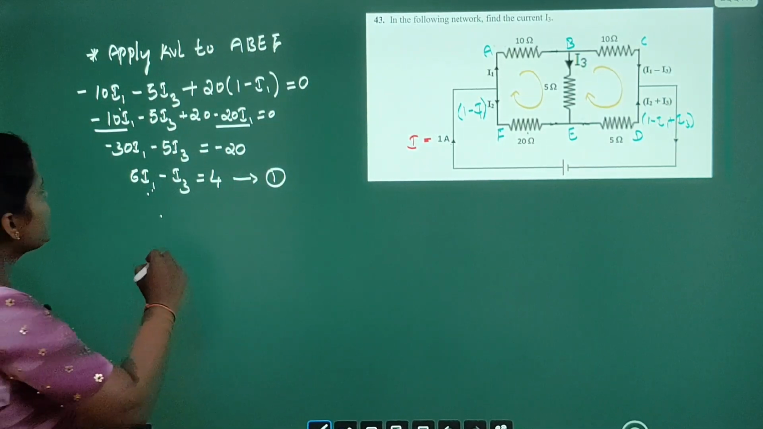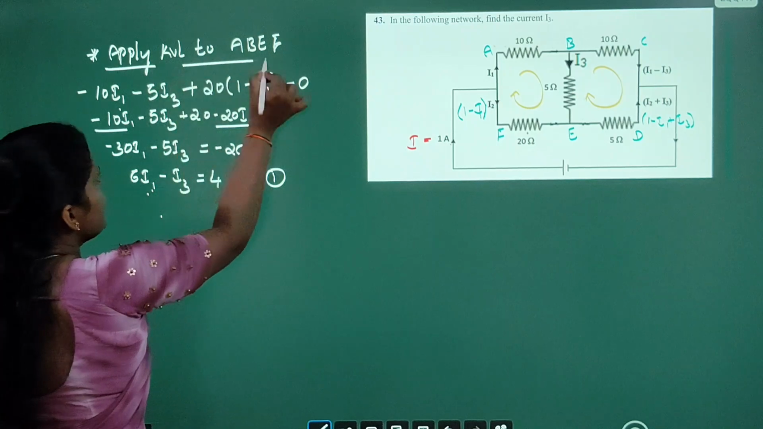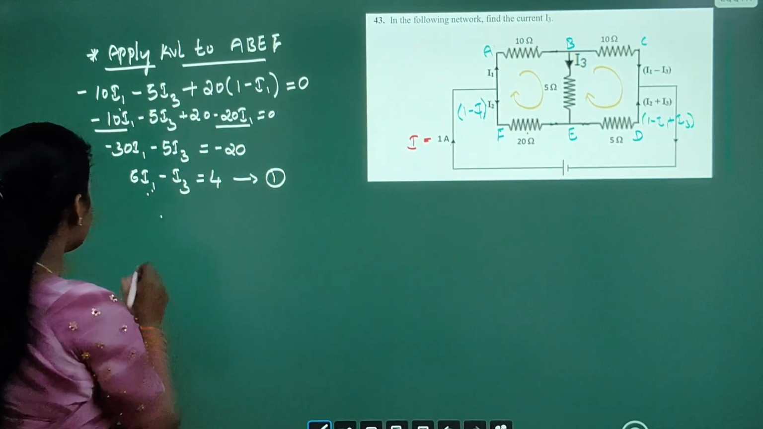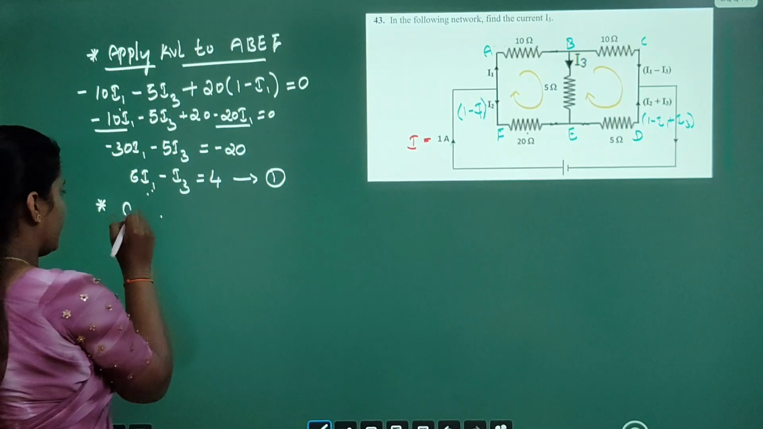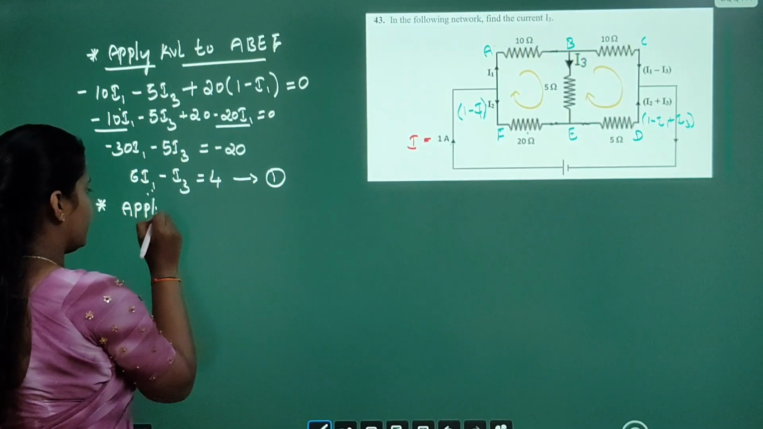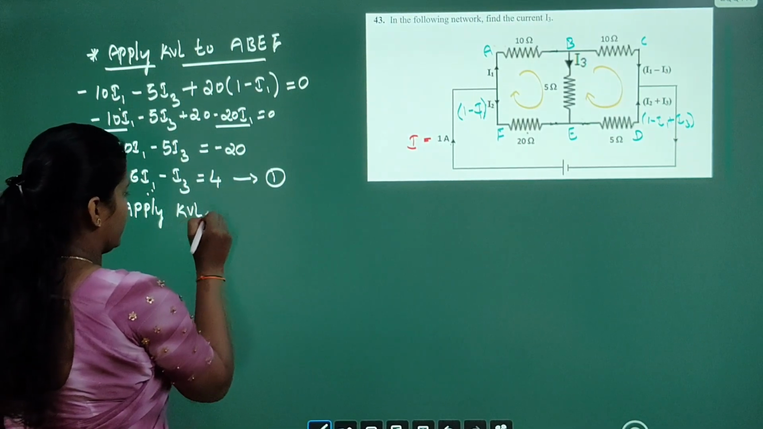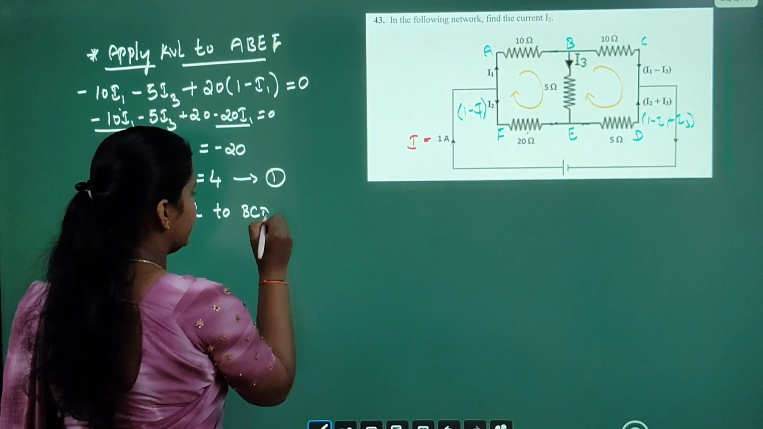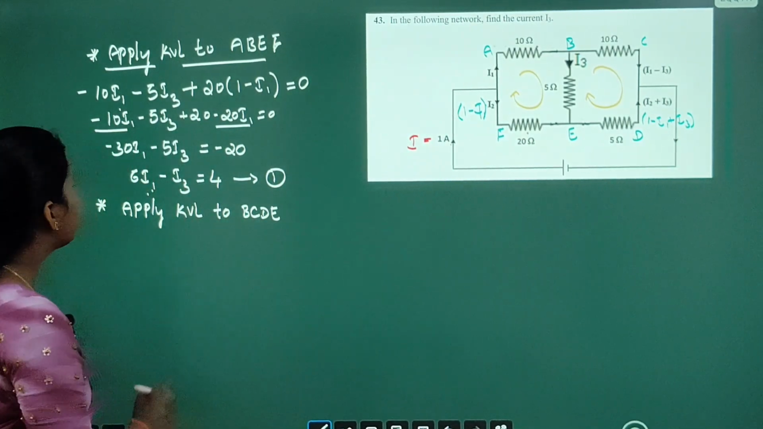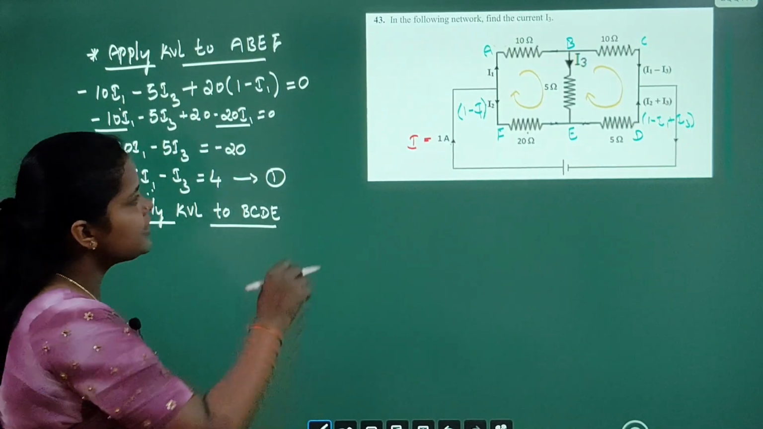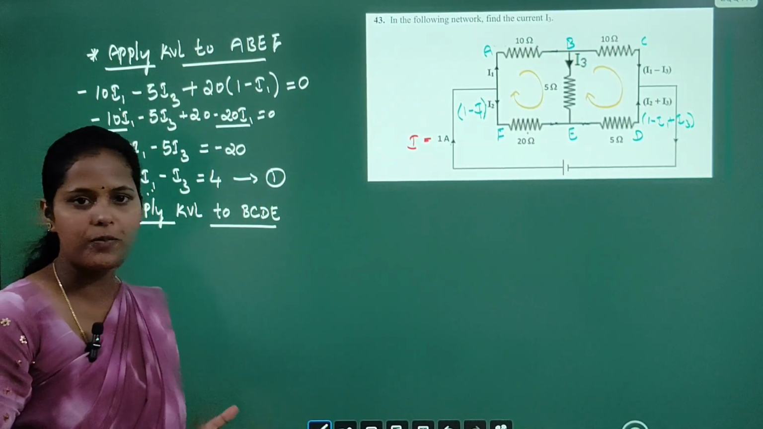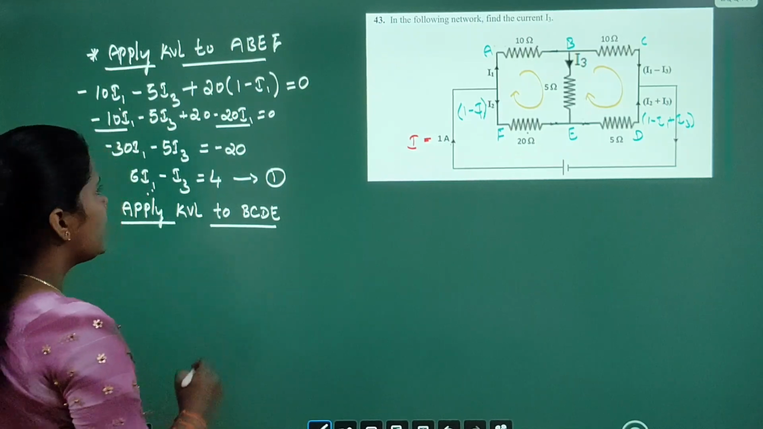Okay, in the same way, apply KVL to the second loop. What is the second loop? B, C, D, E. So apply KVL to B, C, D, E. Here consider the loop B, C, D, E. Here we have to apply KVL.